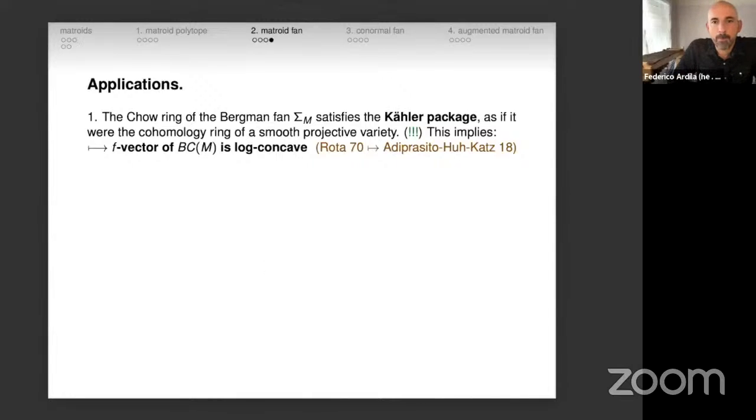This has some really beautiful applications. Perhaps the most remarkable one is the observation that started with a paper of Ha, then Ha and Katz, and then Adiprasito, Huh and Katz. As you may be aware, this is one of the papers in the citation for June Huh's Fields Medal this year. And it's the following. So this Bergman fan or matroid fan has a Chow ring.